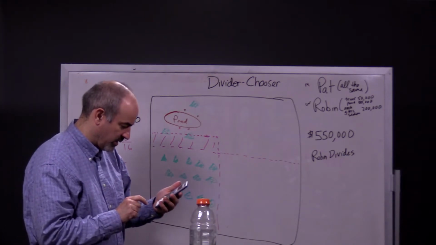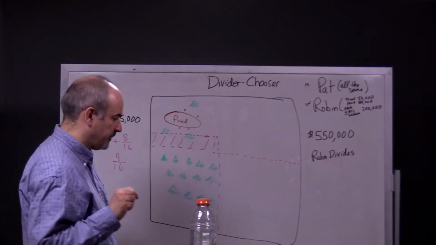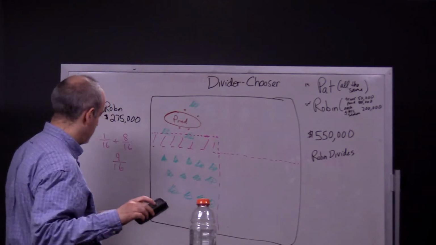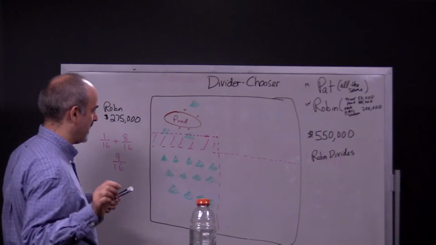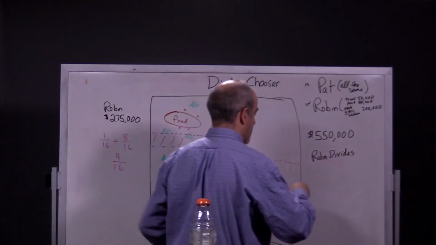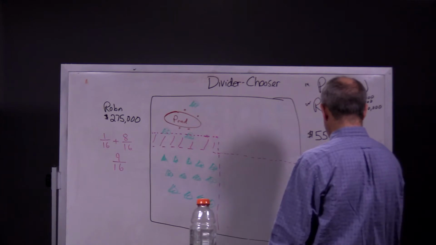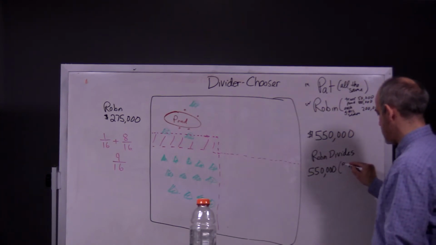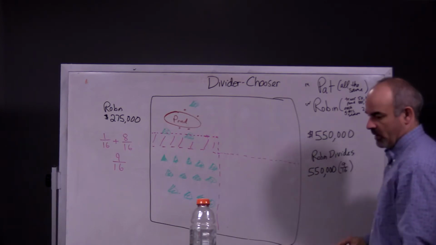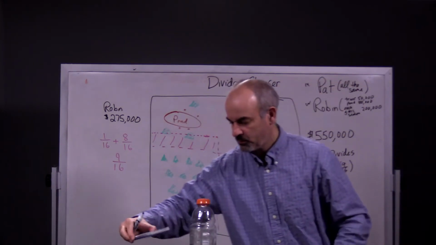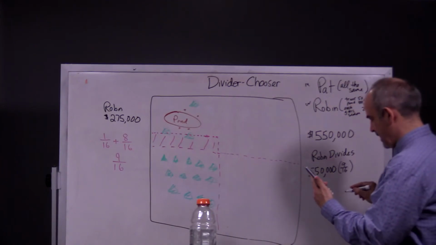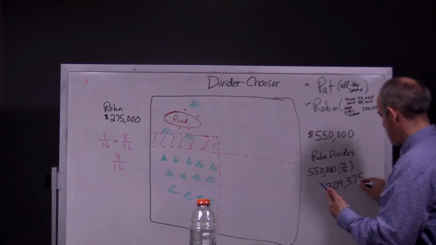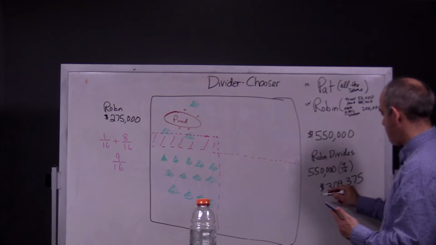And he gets 309,375. So let me erase. I won't erase that because I want you to see that. So he gets this amount, the whole thing's worth that much, and he gets 9/16 of it. Which, what was it I said? 309. So that's what Pat gets.